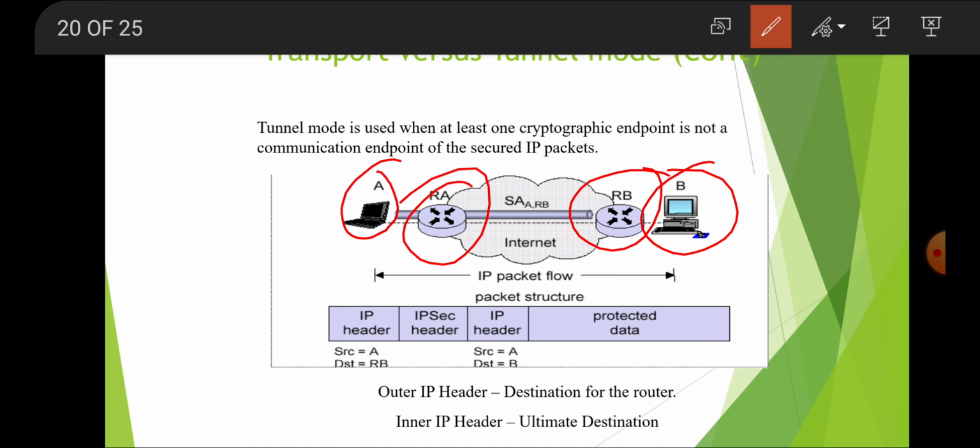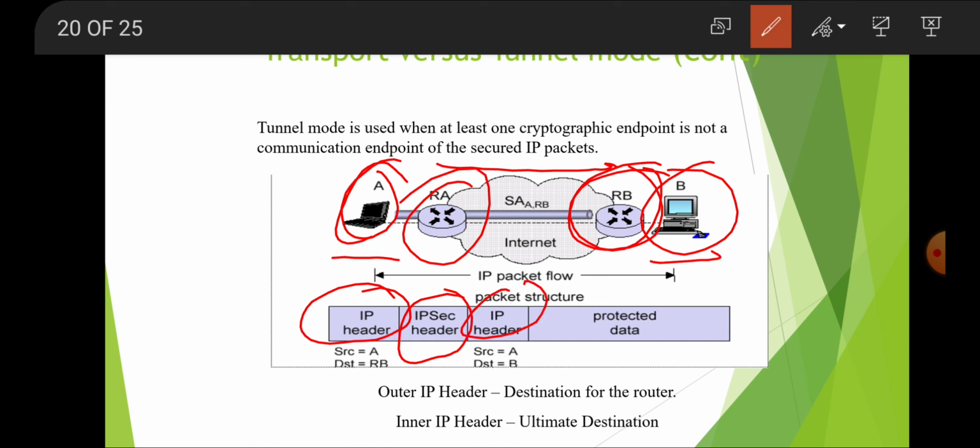Suppose I want to send data from source A. What is the endpoint? RB, or the destination, and this IP header gives it. After security, the IP header is such that source A provides the data to B after the IP security header. So the data will be here up to here, and from here it will be provided by the IP security, from source A to destination B, and the remaining is the protected data.